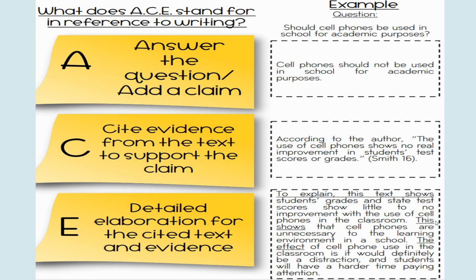Students' grades and state test scores show little to no improvement with the use of cell phones in the classroom. This shows that cell phones are unnecessary to the learning environment in a school. The effect of cell phone use in the classroom is that it would definitely be a distraction, and students will have a harder time paying attention. So we can see the use of prove it to me language and pulling text evidence out.